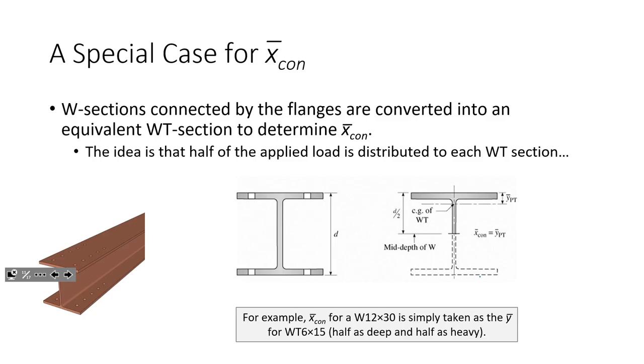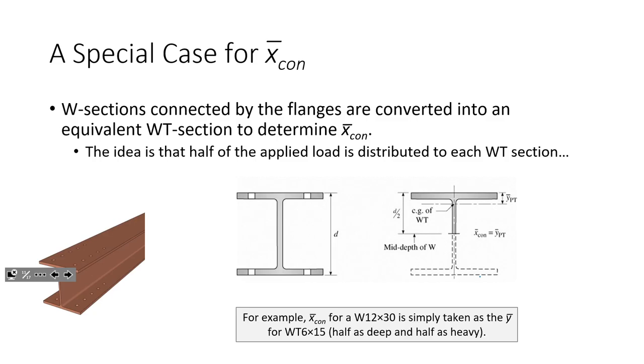Well, let's say we had a W12 by 30. What does the 12 mean? It's about how deep it is. What's the 30 mean? That's how heavy it is, right? So what can you tell me about this shape in comparison to this one? Well, it's half as deep, half as heavy, right? So if you have this connection scenario and you need to find the X bar, what you do is you look up the Y bar for an equivalent WT, one that's half as deep and half as heavy, okay?